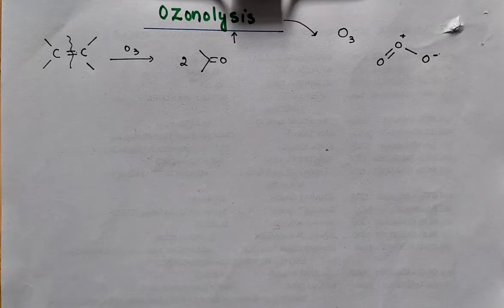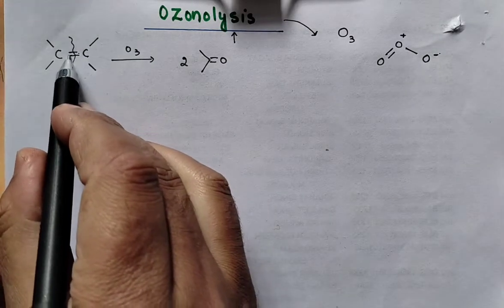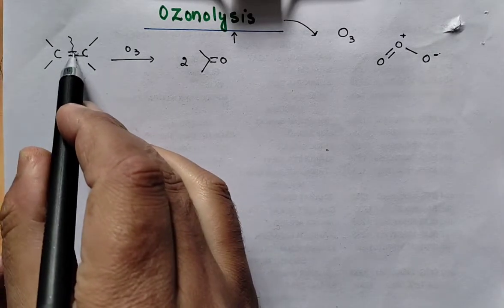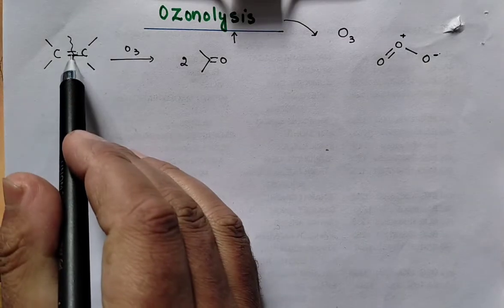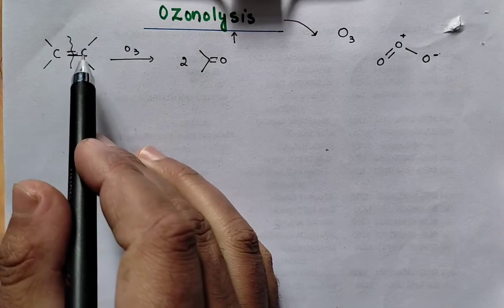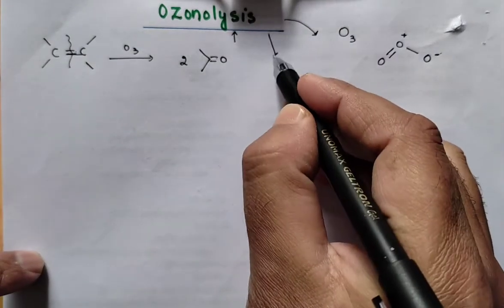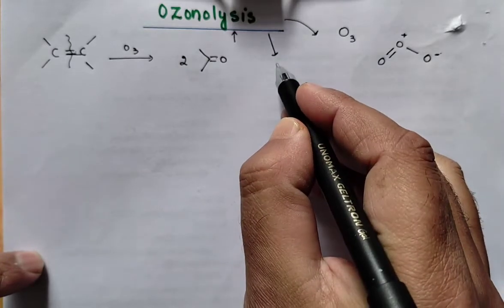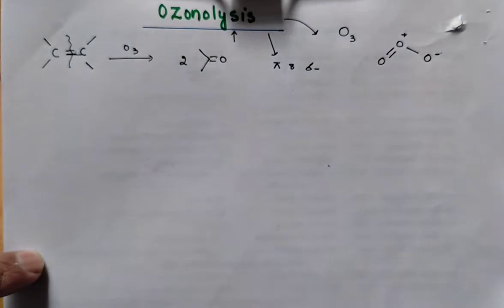Okay. Now the important thing is, since we know that in the alkene we have one bond that is your sigma bond, and one is pi. We know the pi bond is a weak bond, it can be broken easily, but with the help of ozone we can break the sigma bond also. See, that's why we have two molecules of this carbonyl. So it leads to the breakdown of sigma as well as pi bond. So in ozonolysis we have pi as well as sigma bond breakage.